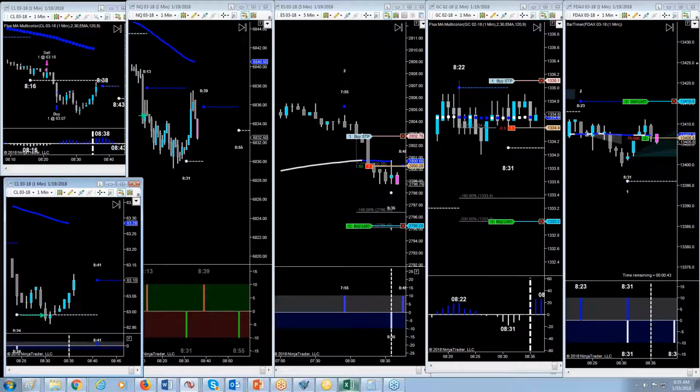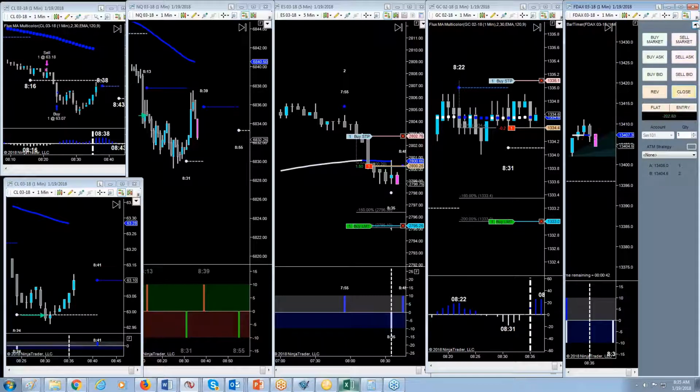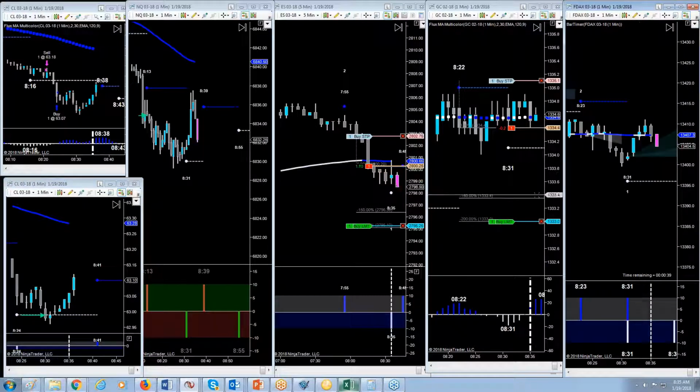All right, no follow through on the DAX today on that crossover. That is the EMA in dot form, correct?